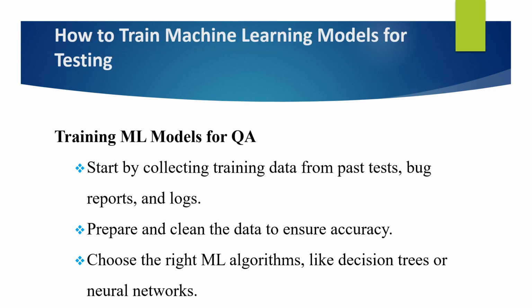Now, let's get into the heart of the process, training an ML model for testing. The first step is gathering relevant data, which includes your previous test results, defect logs, and even performance metrics. This data forms the foundation of your model. But raw data is often messy, so you'll need to clean it, removing irrelevant information, correcting errors, and standardizing formats. Next, choose an appropriate algorithm based on your goals. You might use decision trees to categorize test outcomes or neural networks for more complex decision making. Finally, after training the model with your data, validate its performance to ensure it's making accurate predictions. This process may take time, but the benefits are worth it.